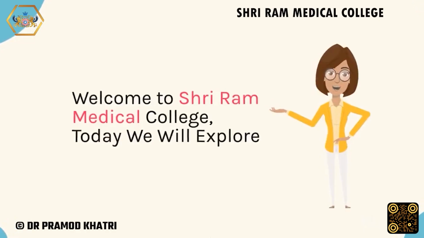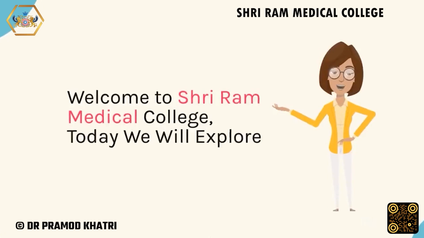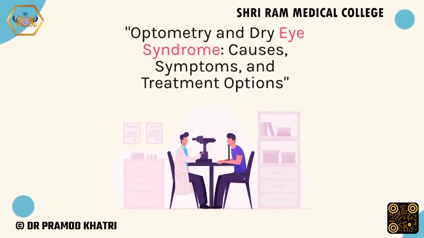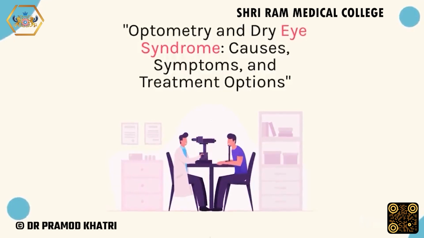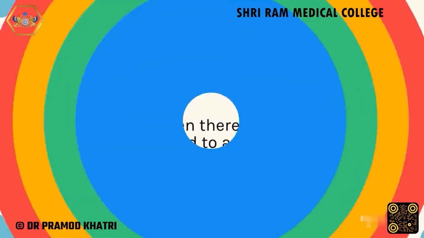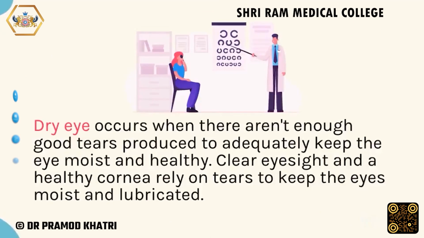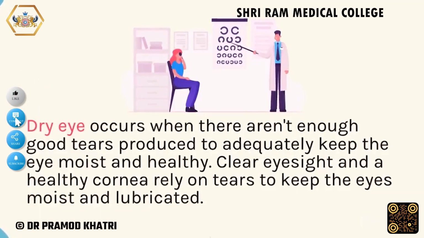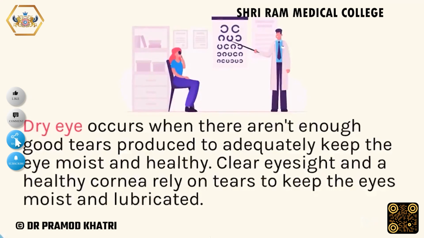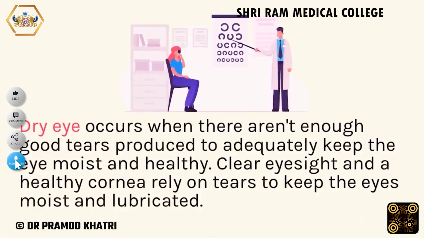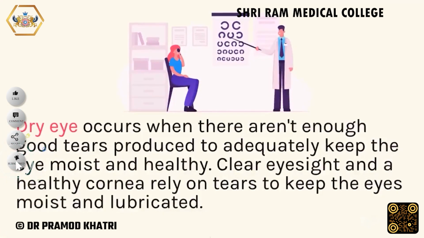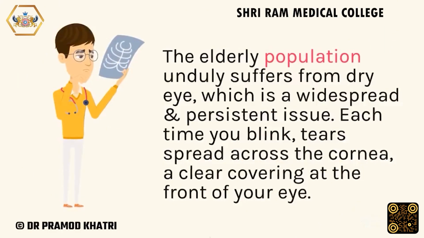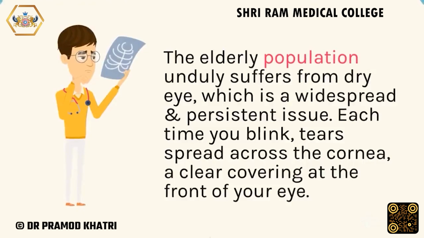Today we will explore optometry and dry eye syndrome, causes, symptoms, and treatment options. Dry eye occurs when there aren't enough good tears produced to adequately keep the eye moist and healthy. Clear eyesight and a healthy cornea rely on tears to keep the eyes moist and lubricated. The elderly population unduly suffers from dry eye, which is a widespread and persistent issue.